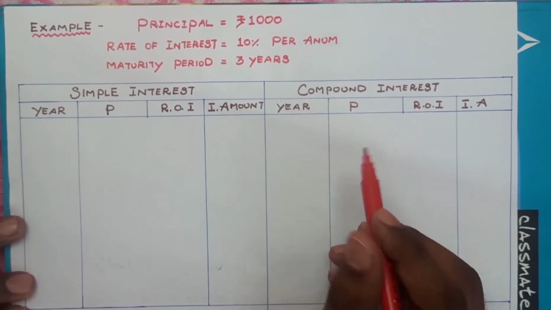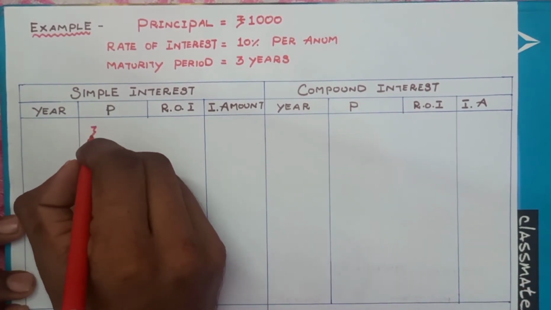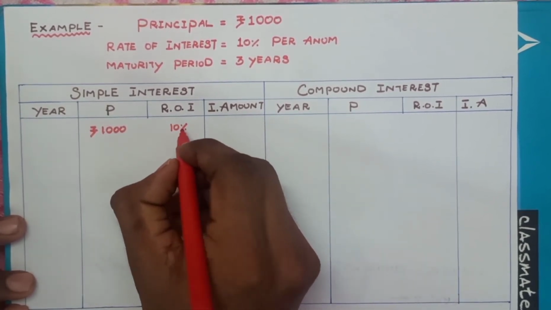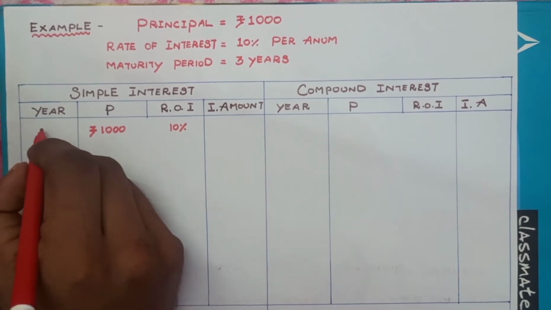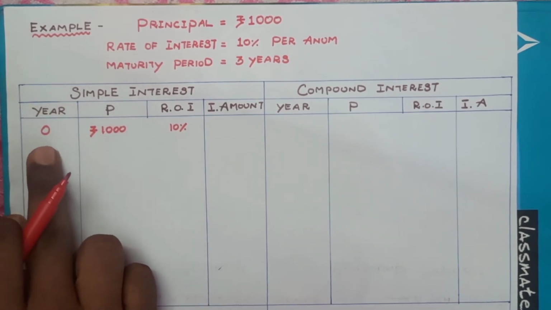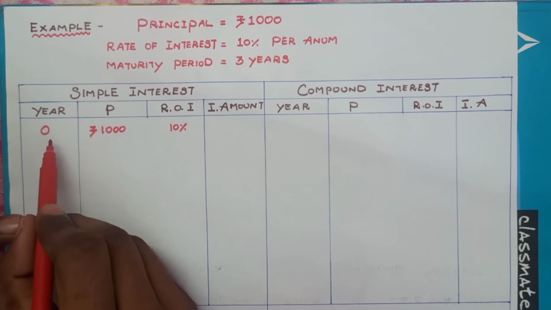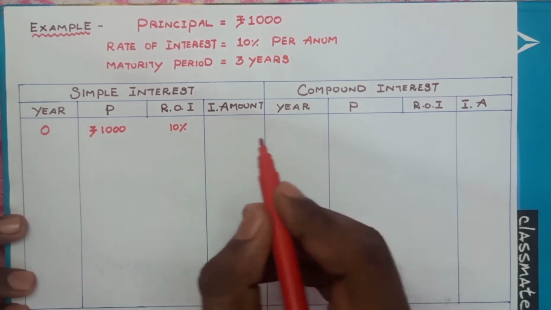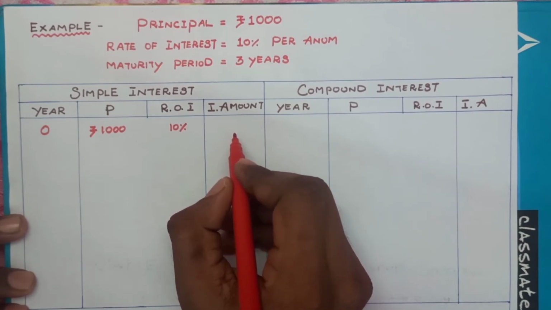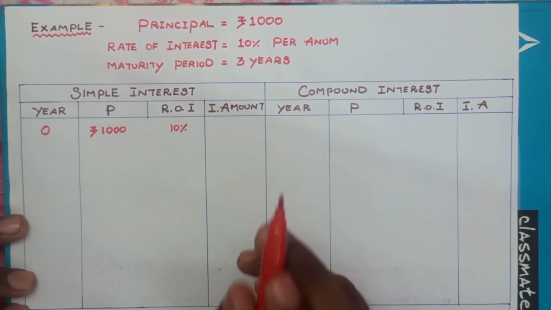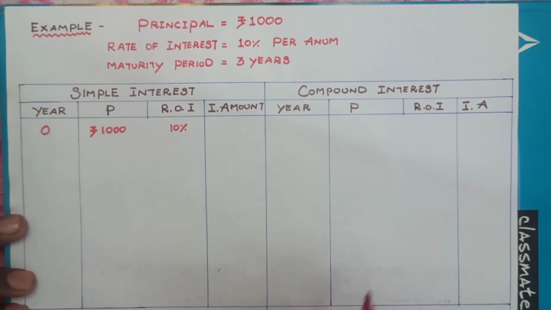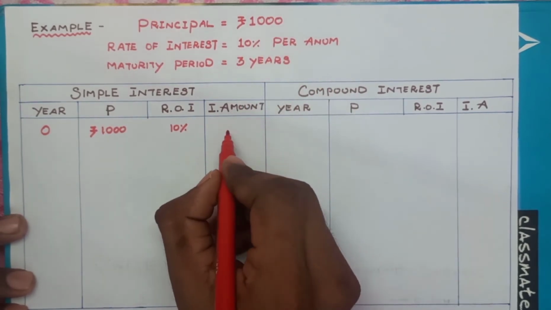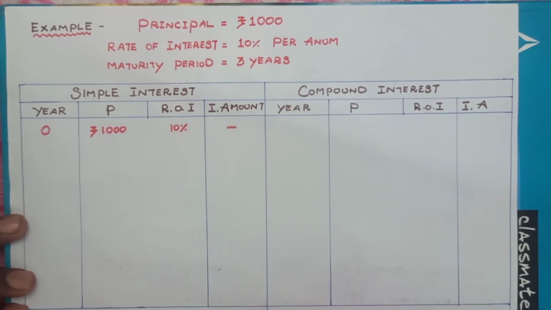First, in the simple interest scheme, you have planned to invest ₹1,000 at the rate of 10%. So 0 here represents the very first day of your investment. And keep in mind, you wouldn't get any interest amount on the very first day of your investment. You have to wait at least 1 year to get your interest amount as per the bank instructions, that is 10% per annum. So I will put nil here.